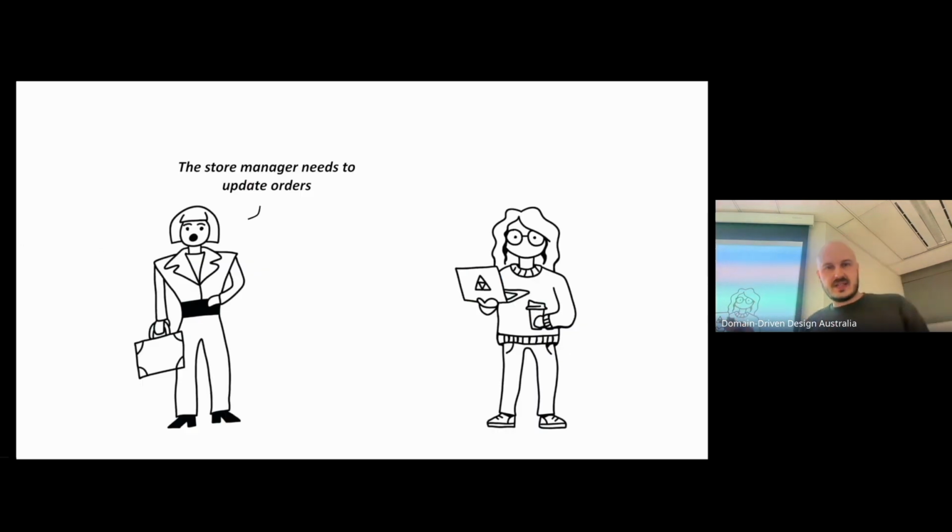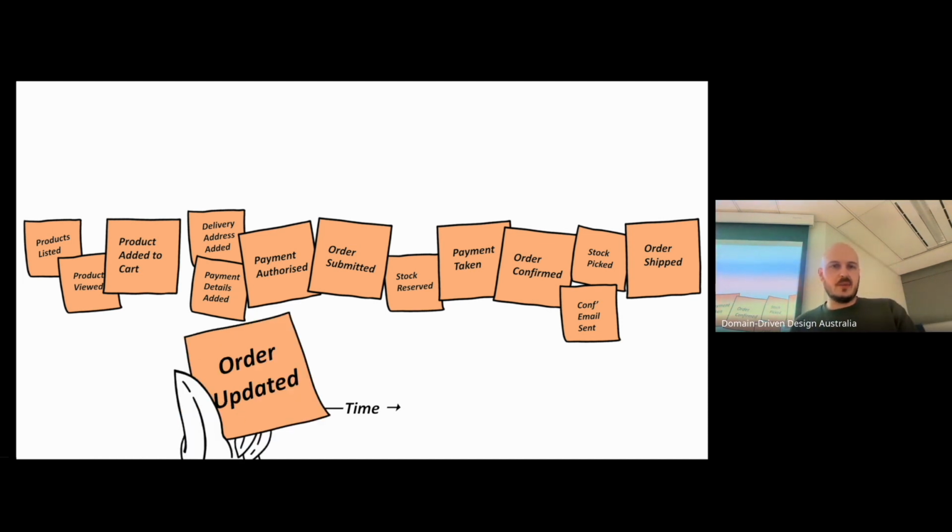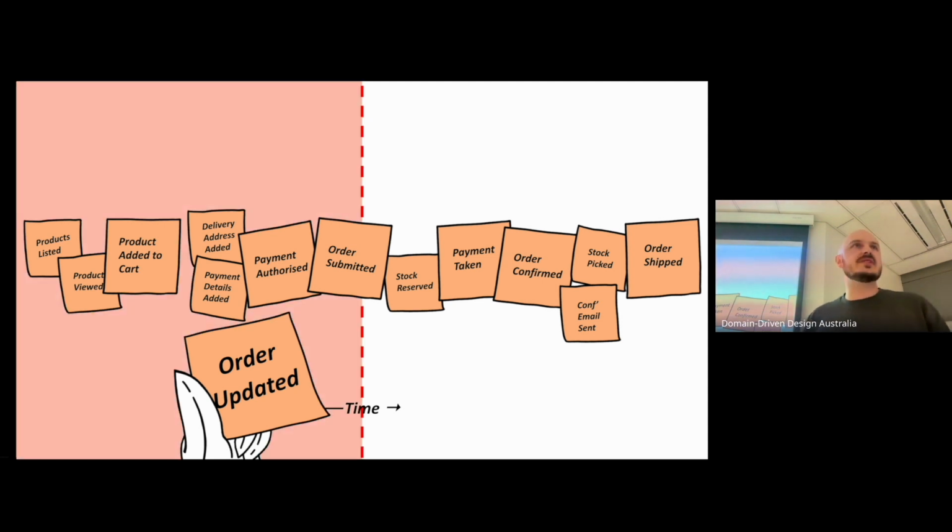So now, with that in place, let's replay this problem statement we were given. So the store manager needs to update orders. Obviously, if you just stick the past tense on that, you've got order updated, an order updated event. Again, sounds fair enough, sounds reasonable on the face of it. And where's it going on a timeline? Well, obviously, it can't go before the order exists. It's got to be sometime after that.